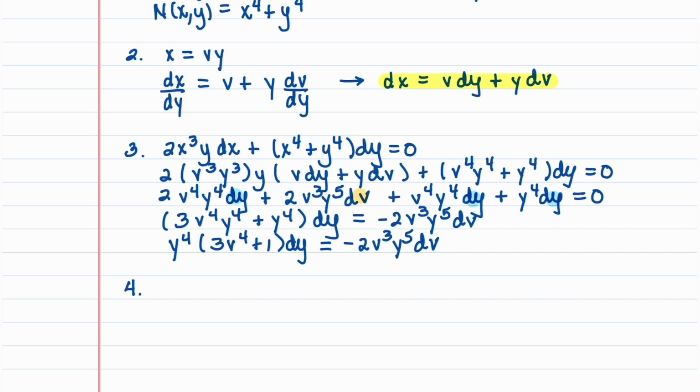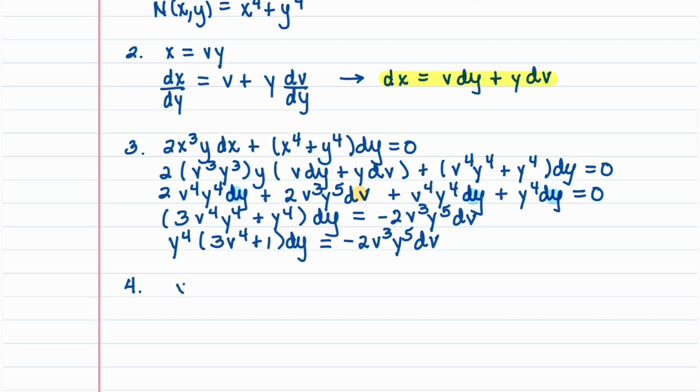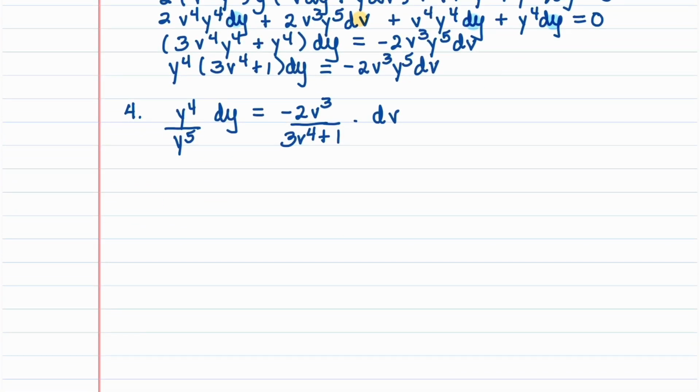In step 4, we are going to reduce this differential equation to a separable equation and solve it. Let's put the y terms on the left and the v's on the right. We have y to the fourth, all divided by y to the fifth dy, and that's equal to minus 2v cubed, all divided by 3v to the fourth plus 1 times dv. Let's simplify our left-hand side. We have 1 over y dy, and then our right-hand side is the same.